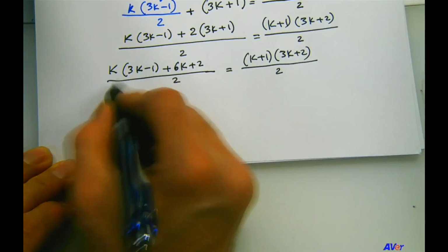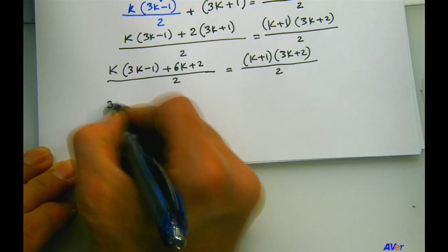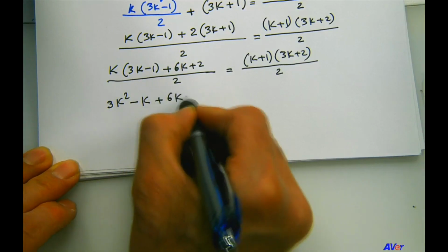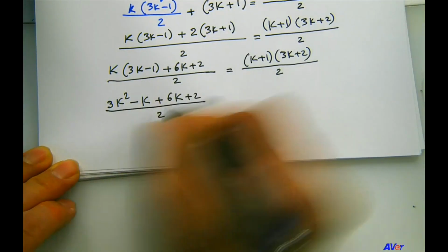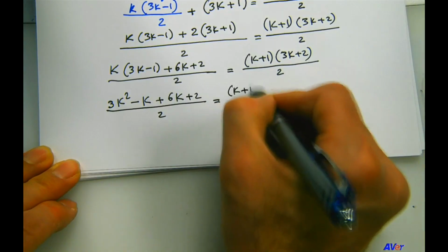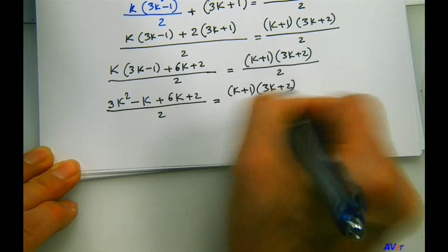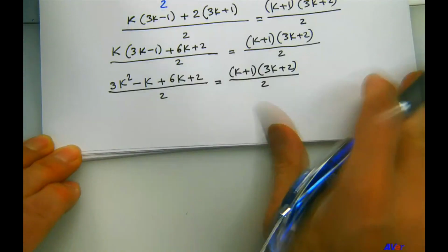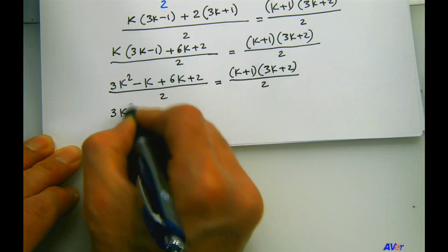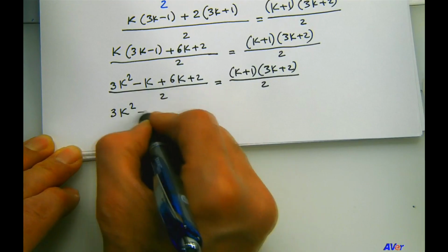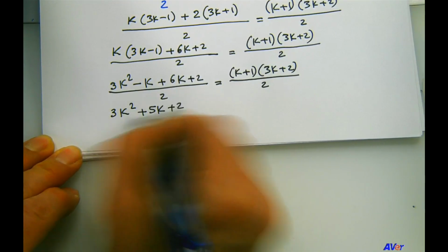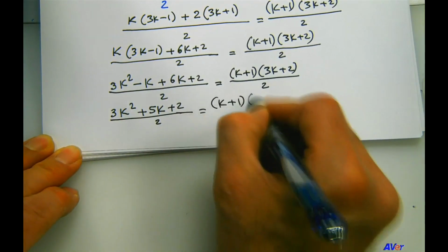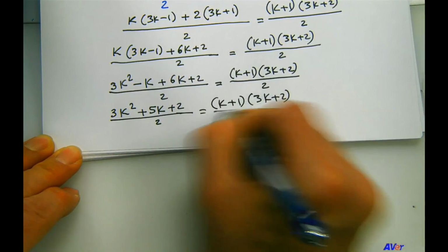Okay, so we have 3k squared minus k plus 6k plus 2 over 2 equals k plus 1 times 3k plus 2 divided by 2. And then this is just a quadratic equation, right? So it is 3k squared minus k plus 6k. It's positive 5k plus 2 over 2 equals k plus 1 times 3k plus 2 divided by 2.